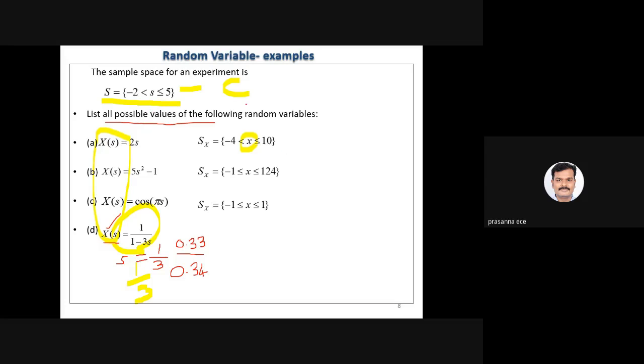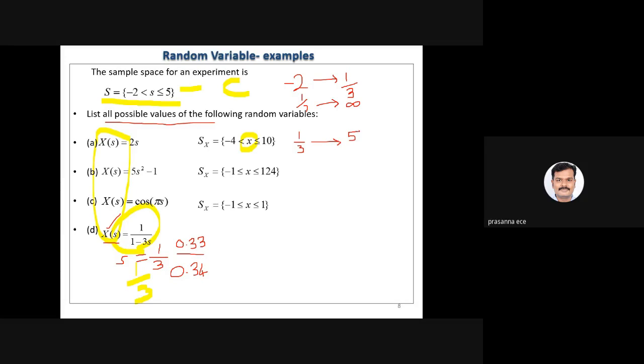So for values of s from -2 to 1 by 3, we have values which are moving from 1 by 7 to plus infinity, right? So similarly for values slightly greater than 1 by 3, so 1 by 3 to 5.